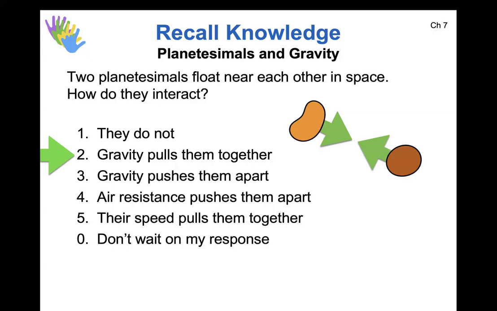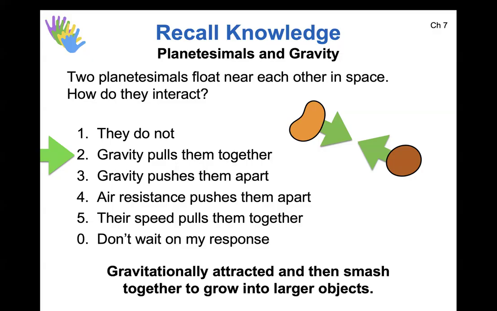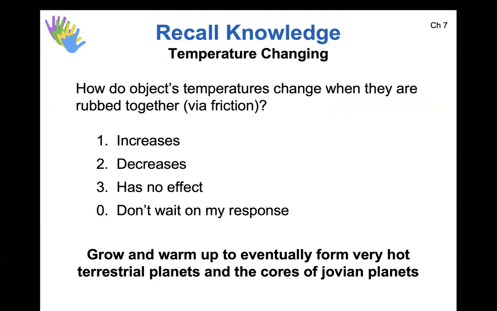So the interaction here is that they're going to get smashed together because of gravity, and that can lead to the formation of larger objects, almost like a snowball picking up more snow as it rolls downhill. Okay, but some different physics, but the same general idea. As planetesimals form bigger and bigger planets, the planets that eventually formed were those that were far enough apart that they could avoid further collisions.